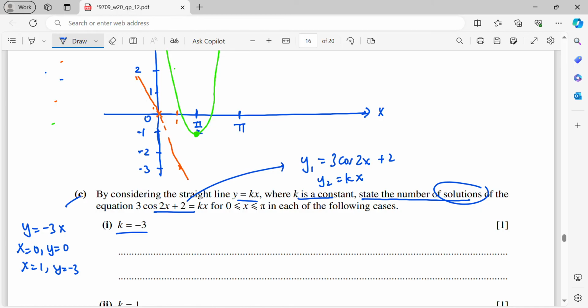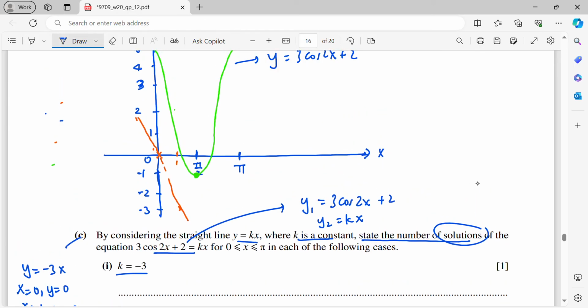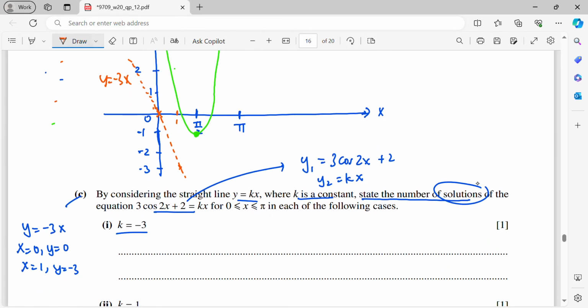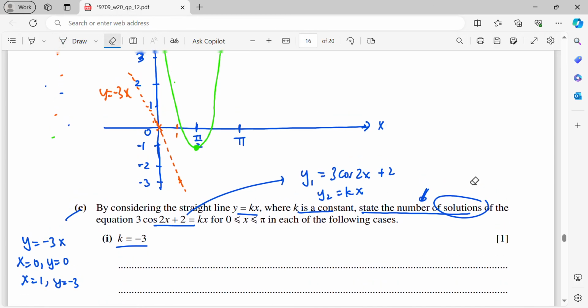There's no intersection point. This is y equals kx, y equals negative 3x. There's no intersection point between the orange line and the curve. When you are solving y1 equals y2, that will be the intersection points. So no intersection points means no solution. Therefore, 0 solutions, because you need to find the number of solutions. So the answer is 0.